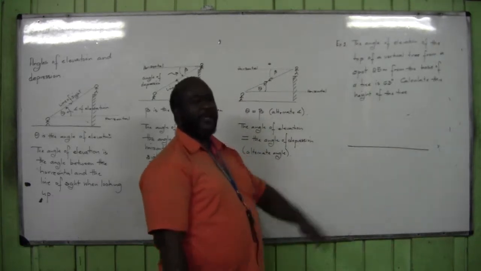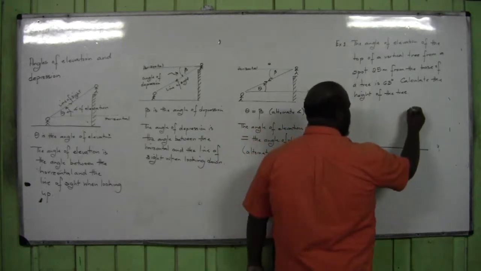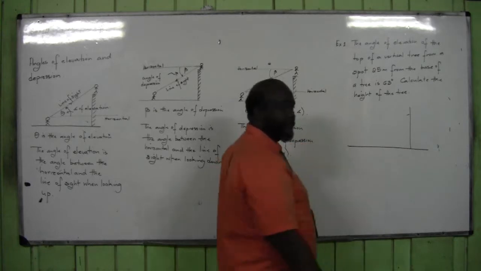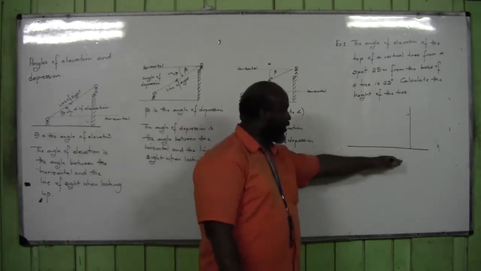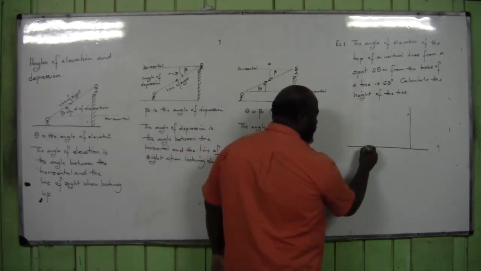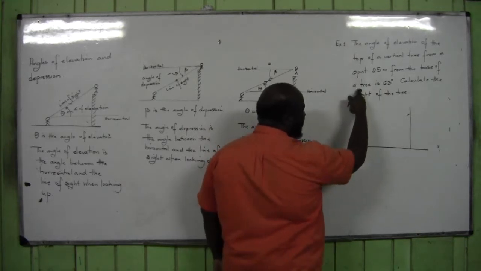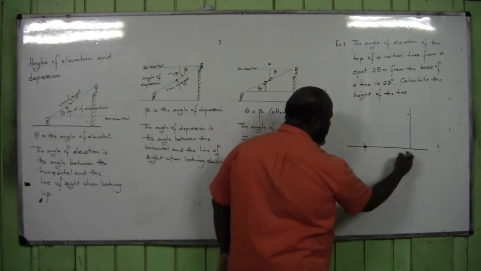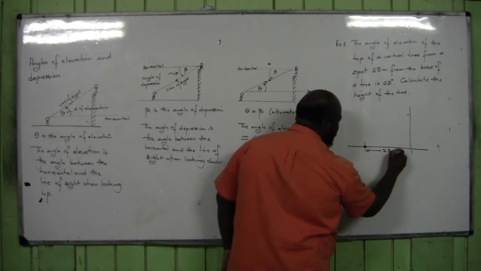The ground is horizontal. Now, on this ground there is a what? Tree. You just draw a diagram. This is ground, and this is tree. Now, there is a spot which is 25 meters from the base of the tree. So, from the spot to the base of the tree, this is 25 meters.